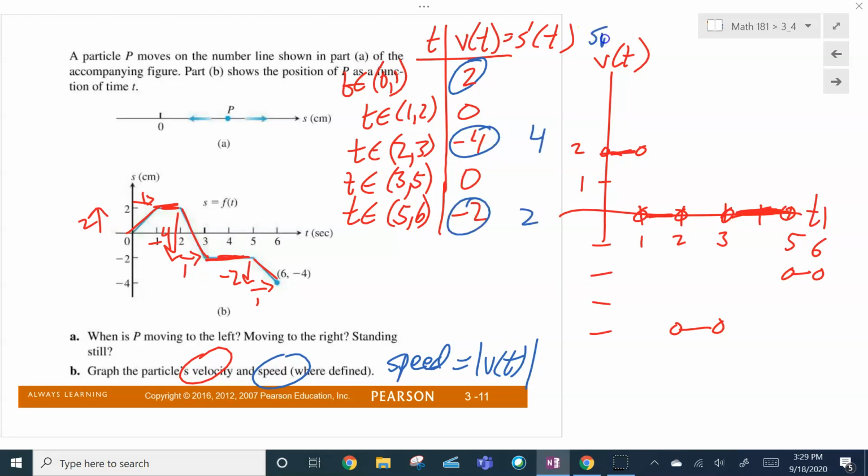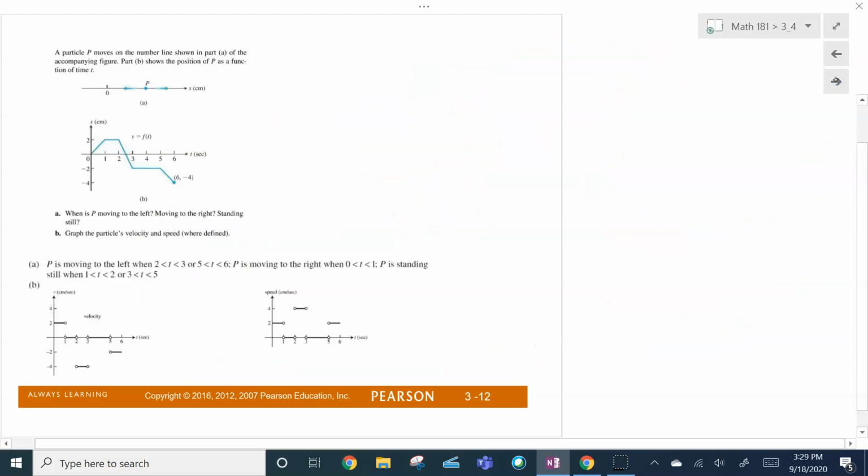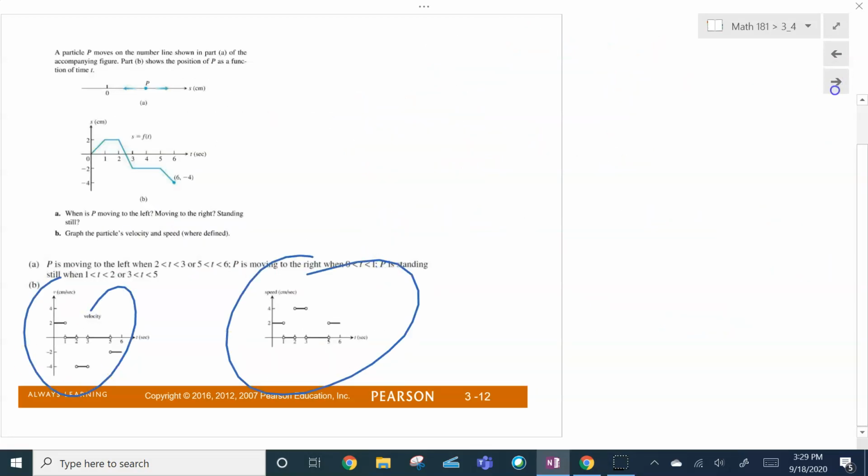So when I do speed, these are the same, but this negative 4 will go up here to 4. Oops, that's supposed to be there at 4. This negative 2, absolute value of negative 2 is 2, right? Because the speed is not negative 2, the speed is just 2 on that. So that's the only thing that changes. There's a graph of both of those, velocity and the speed there.